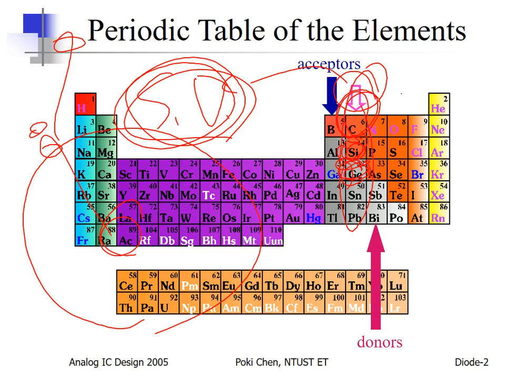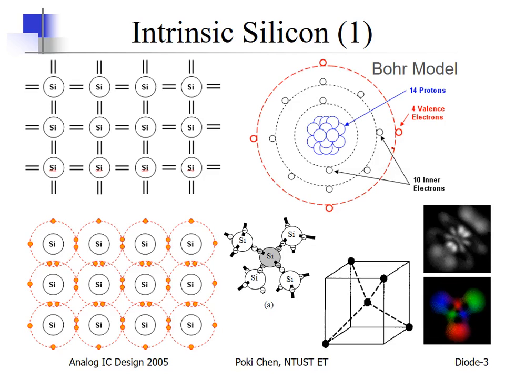And then, how about the acceptors? Actually, boron will be the best. And for donors, phosphorus. Later I will have some more comments about this.